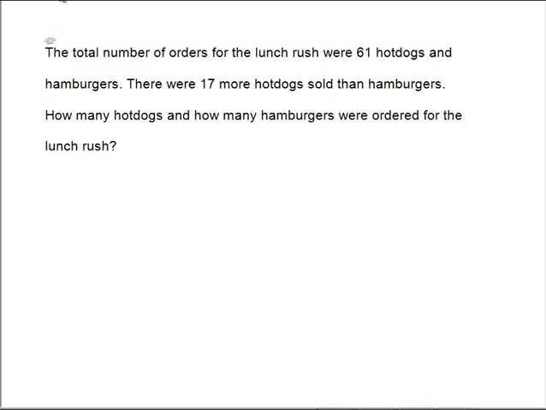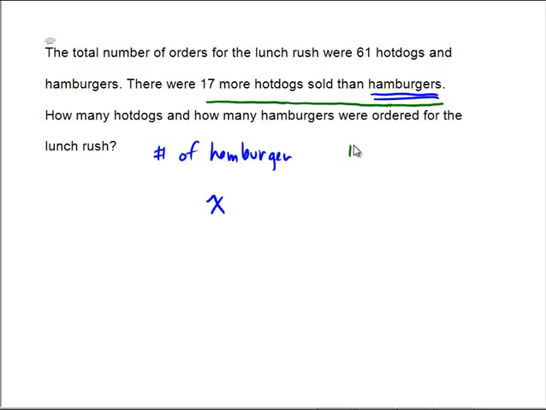Okay, first piece of information. There are some number of hamburgers. How many hamburgers? We don't know, so we're going to assign a variable. We'll call that x. Then, how many hot dogs? Well, 17 more hot dogs than hamburgers, and we've already given a variable to hamburgers, namely x. So the number of hot dogs must be x plus 17, because it's 17 more hot dogs than hamburgers.